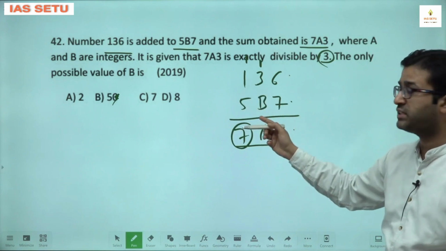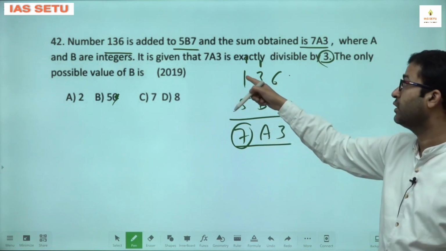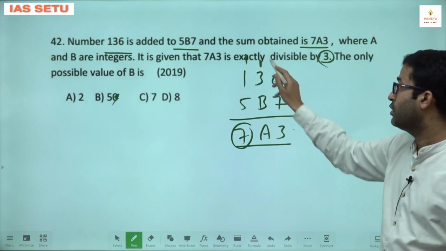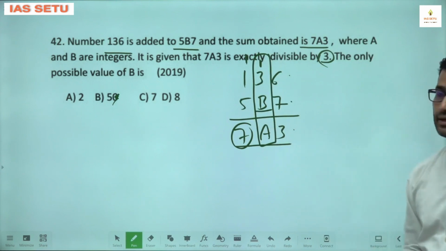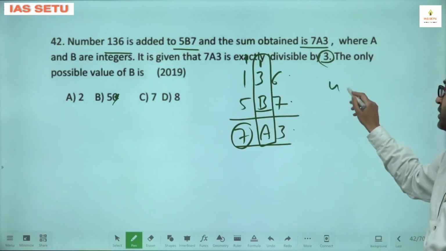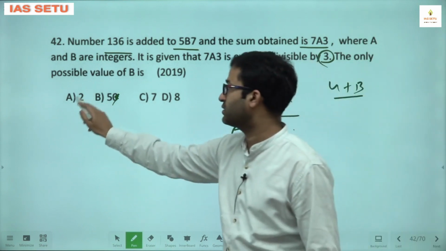So 5 plus 1 is 6. It means here also we have a carry forward. We should have a carry forward. So that's why it becomes 7. So this total value has to be more than 10. So this is 4 plus B has to be more than 10. Then only there will be a carry forward. So 4 plus 2 is 6.